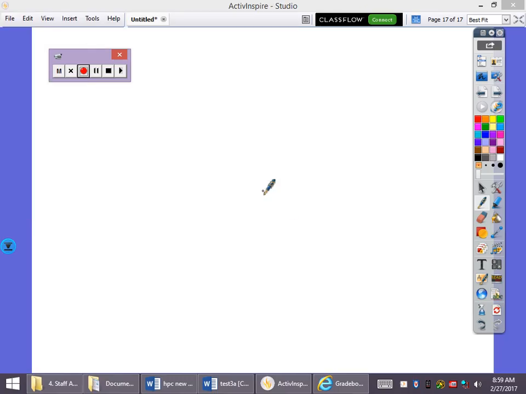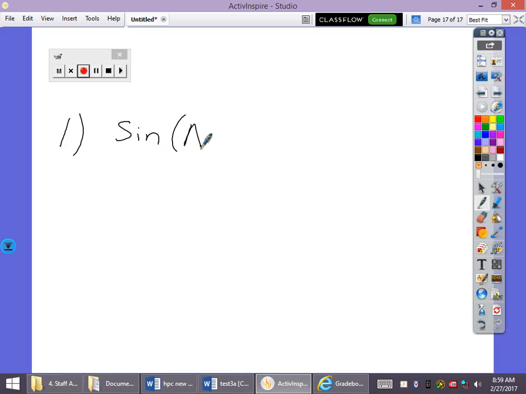Okay, looking at your review, number 1 says sine A plus B. What is this based on? That's not my question. I didn't ask for the answer. I asked, what is this based on? Sum difference. So using the sum difference formula, you would have picked J.